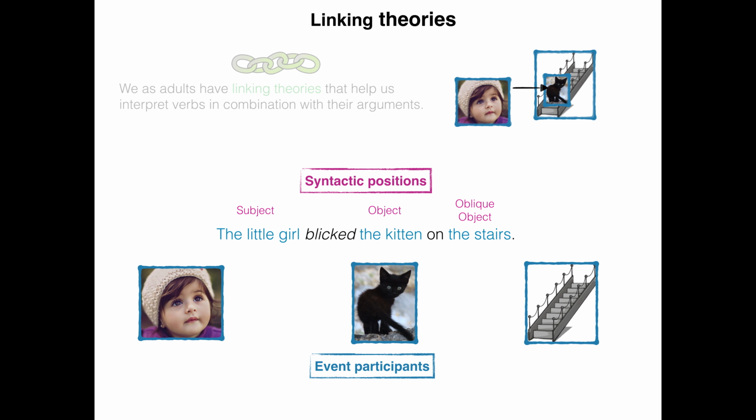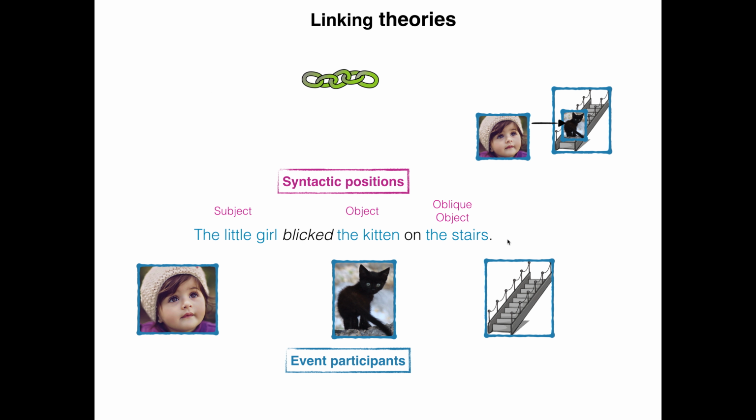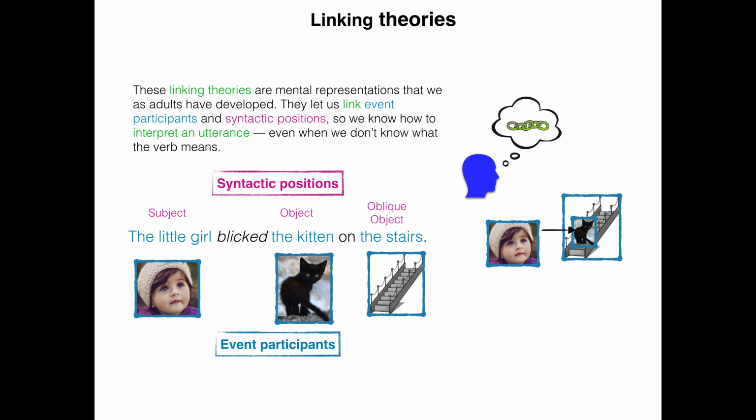And so one answer is that we as adults have linking theories that help us interpret verbs in combination with their arguments. So the arguments are things like the little girl, the kitten, and the stairs. And in particular, these linking theories are mental representations that we as adults have developed. They let us link event participants, like these guys here, and syntactic positions like subject and object and oblique objects, so that we know how to interpret an utterance even when we don't even know what the verb means, like the verb blick here, right?